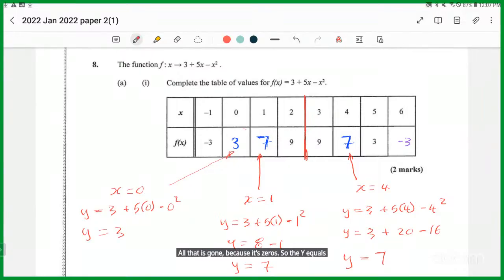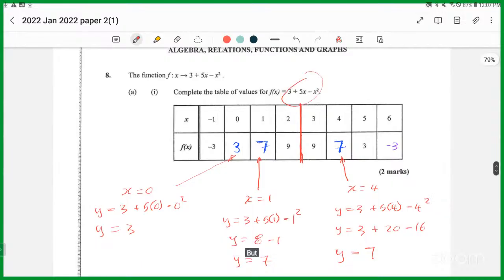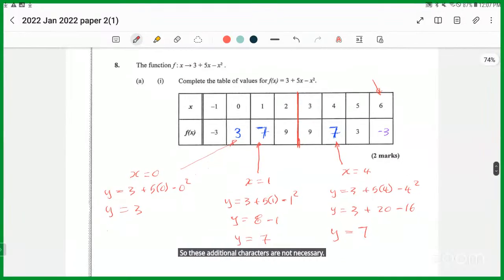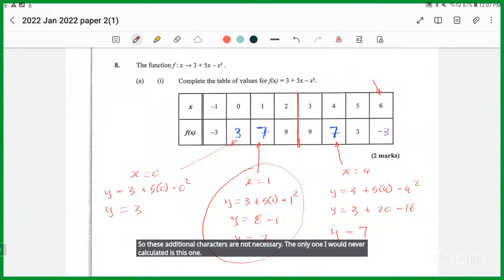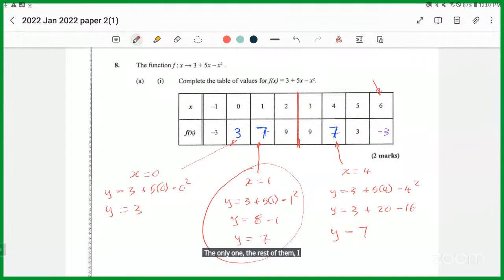So the 3 there. And then for this one out here, it's a matter of plugging 6 into this function. But I didn't have to work it out because I know it's symmetrical out from that negative 3. But if you put 6 in this function, you will get it. Let me put it up here for you. So these additional calculations are not necessary. The only one I would maybe calculate is this one. The only one. The rest of them, I would not need to calculate.